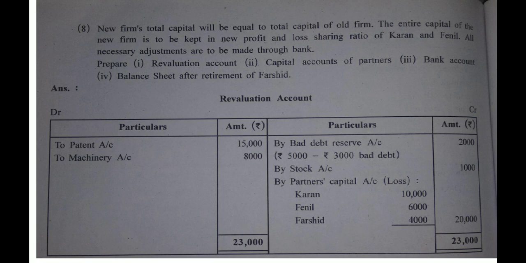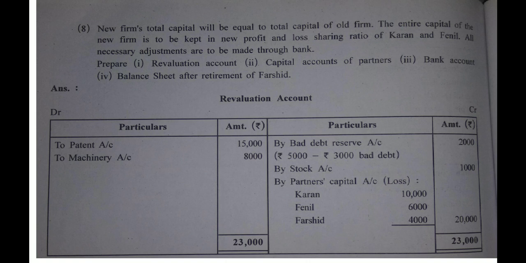Total of which side is more? Obviously, the debit side. So whenever the total of the debit side is higher compared to the total of the credit side, it is always a loss on revaluation. Yes? So the loss is to be written off among partners in their old ratio, which is 5:3:2. You can see it is 10,000, 6,000 and 4,000 respectively.